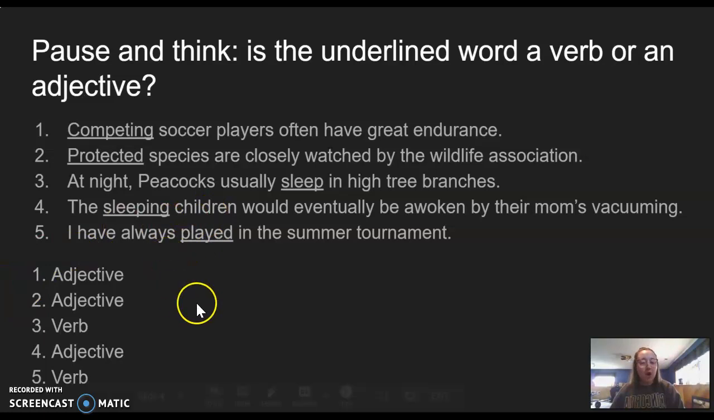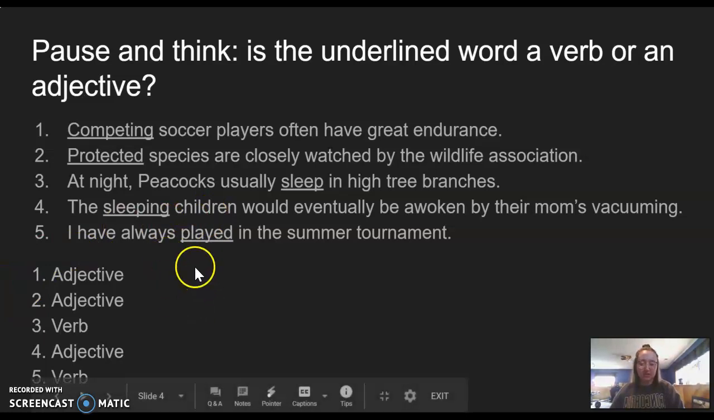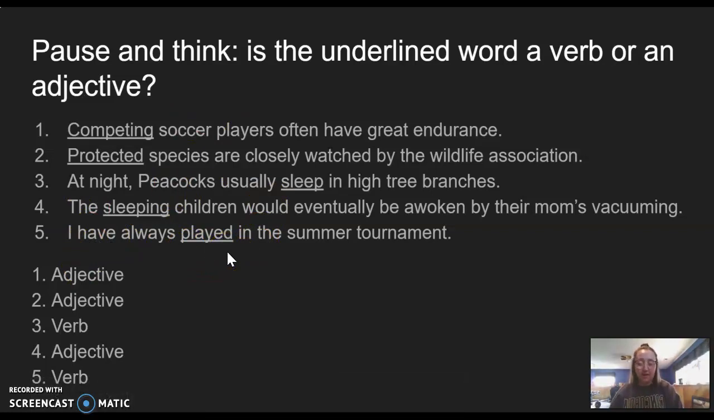And then five, I have always played in the summer tournament. So this is I played, I am doing the playing. I'm not being described as a player or playing. It's saying that I have played. So it's a verb there. All right, sorry you couldn't get the legit practice with that, but I feel like you guys should know this just because we have talked about it before a little bit.